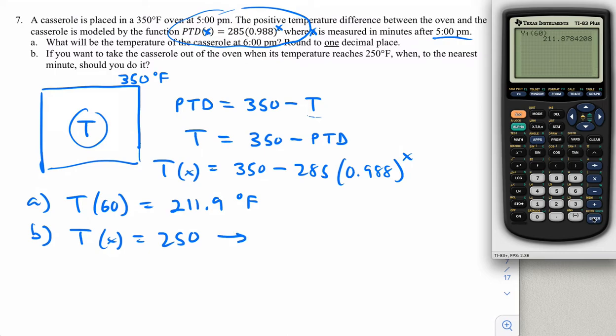We can solve that by putting that target into Y2 and then finding a viewing window where we can see the intersection point between those two curves, Y1 and Y2. I'm just going to try, at 60 minutes, we're already at roughly 212, so I'm just going to try 120 minutes. Let's see if that works. So I'm going to graph this on the interval from 0 to 120 minutes and run zoom fit to let the calculator adjust the output axis.